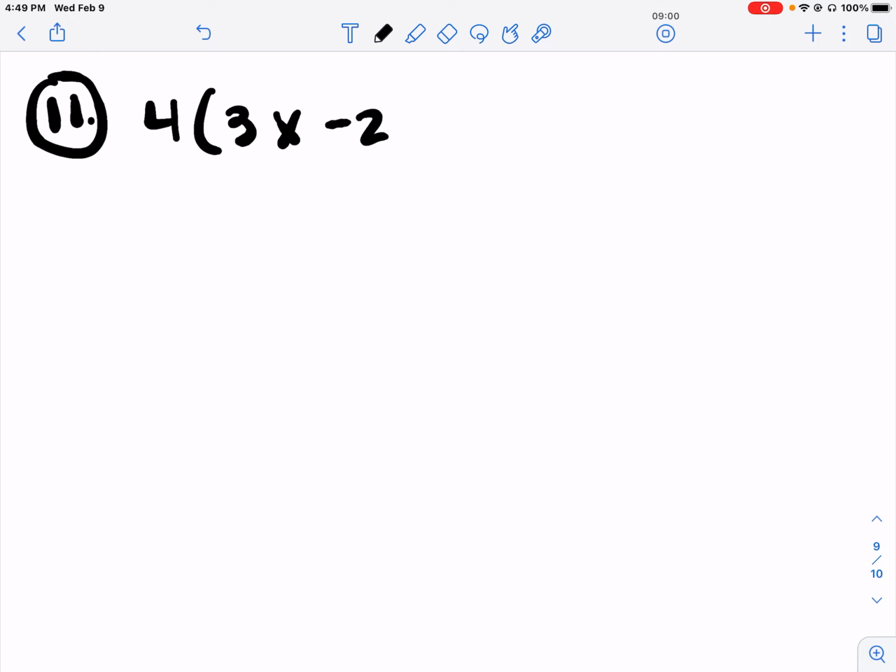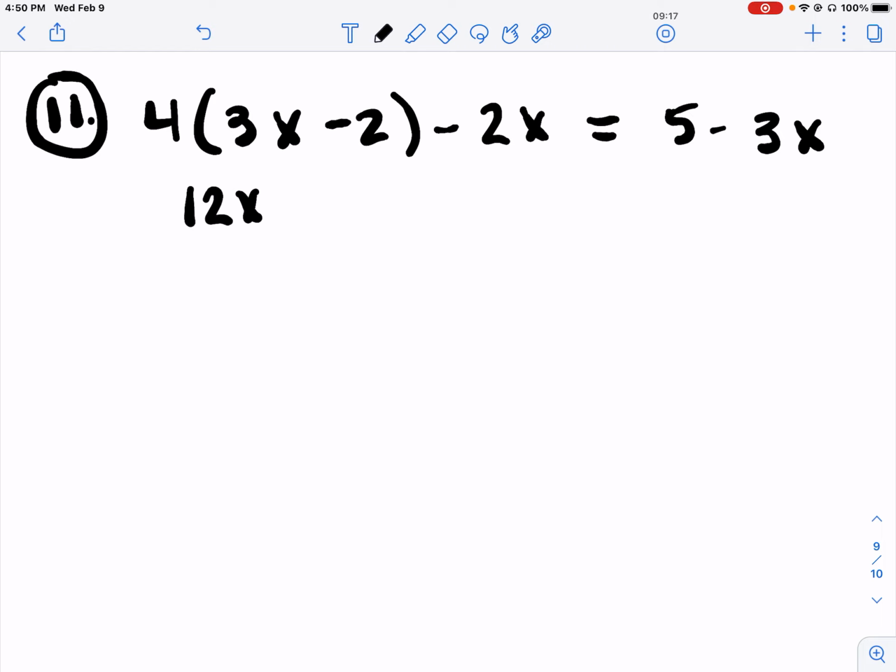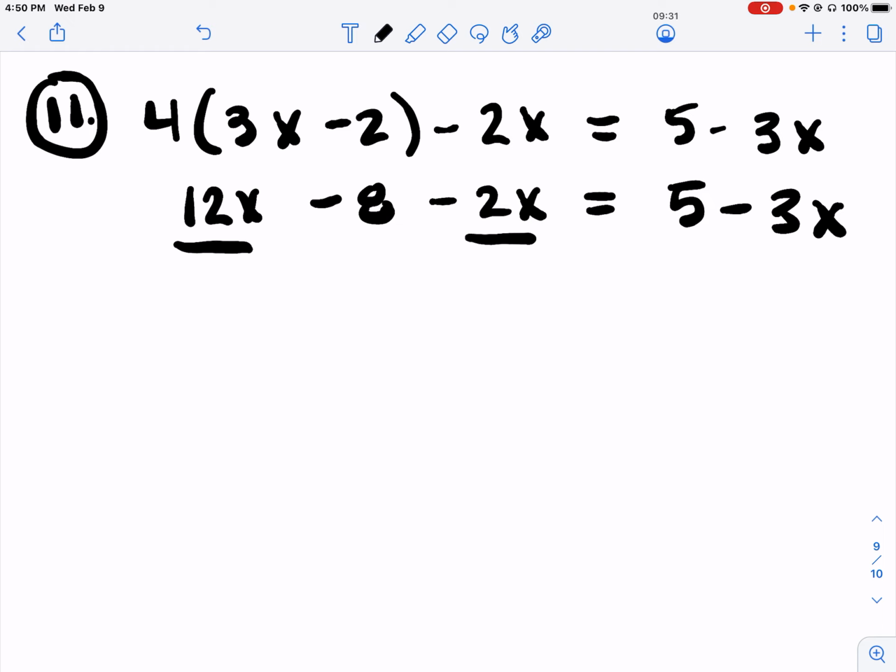Okay, now another one with like terms. Okay, letters on both sides. I need to distribute my 4. 4 times 3x. 4 times negative 2. 5 minus 3x. They're not like terms. But on the left, we do have like terms. 12x's minus 2x's are 10x. Keep that equal sign and a line.